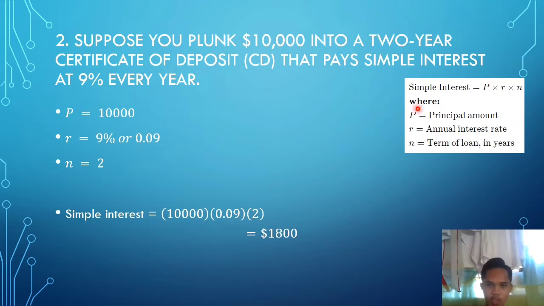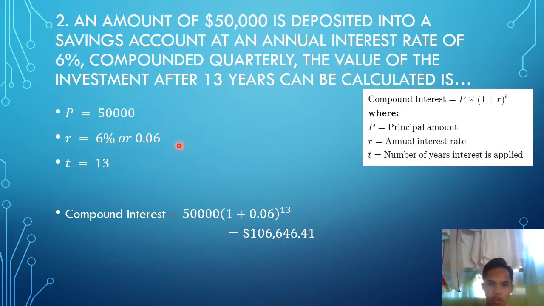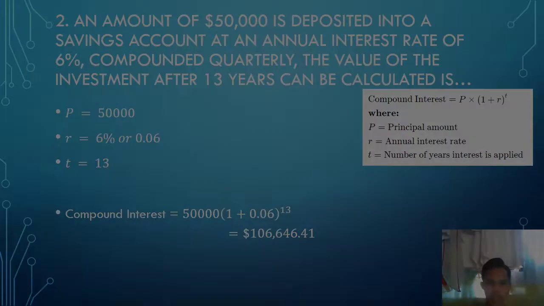So for the first one, we are going to use the simple interest formula since it is a simple interest, and we have identified the variables, and then use the substitution method in the simple interest formula, and simplify it. And we have here $1,800, which is the interest that you will pay every year. And for that second one, we identify the variables before proceeding to compute the compound interest: $50,000, 6% or 0.06, and 13 years. And we use the substitution method still on the compound interest formula, and we simplify it into $106,646.41. That's all. Thank you.